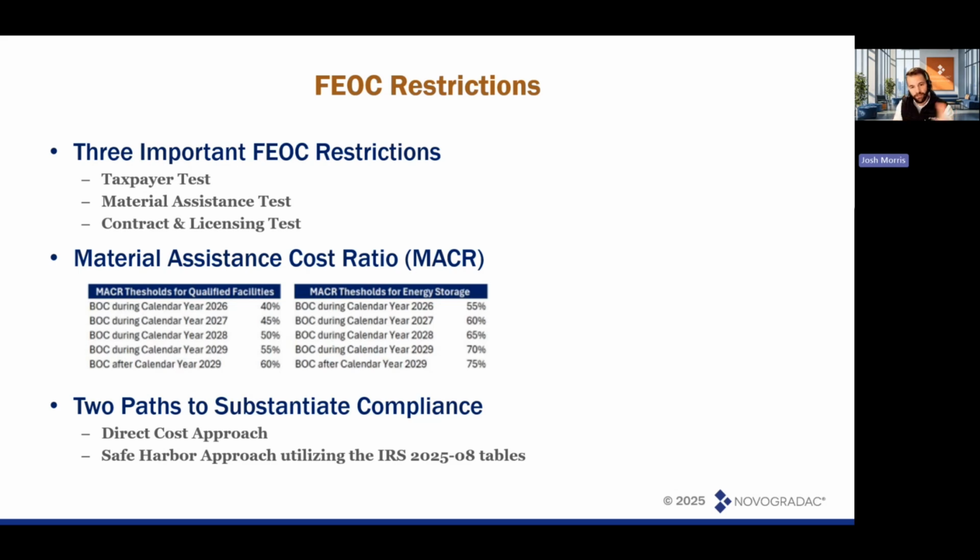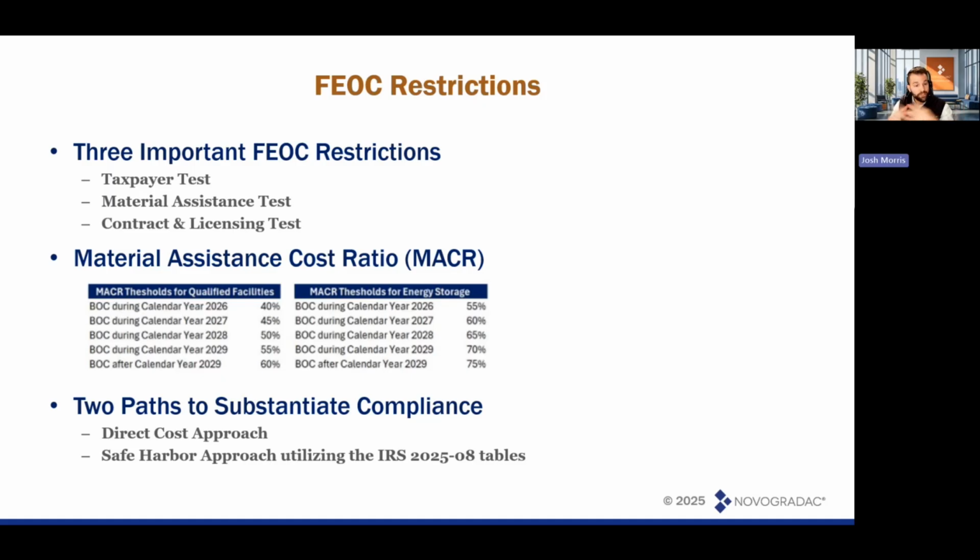What exactly is that? What does that 40% ratio mean? It means that greater than 40% of your manufactured products are made by non-FEOC entities, okay? And then that ratio, that hurdle, is going to graduate every year by 5% until it stays fixed for projects that begin construction after 2029 at 60%.